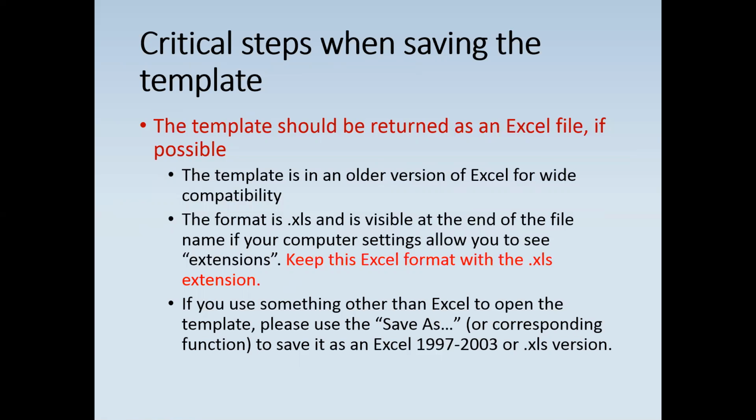If you use something other than Excel to open the file, please use the Save As function to make sure it is saved in the Excel 1997 to 2003 format, or sometimes you'll see it as .xls. If this is just impossible for you to do, because you use some software for which you are unable to save it as an Excel file in this older format, return the file through the secure mail process anyway. So everything will remain the same, you just won't be sending an Excel file.